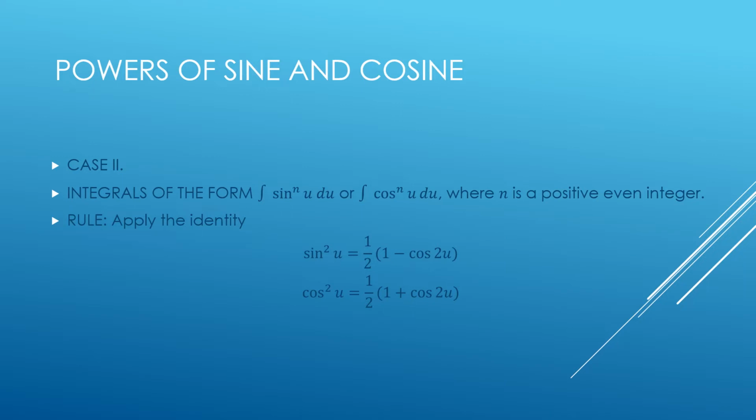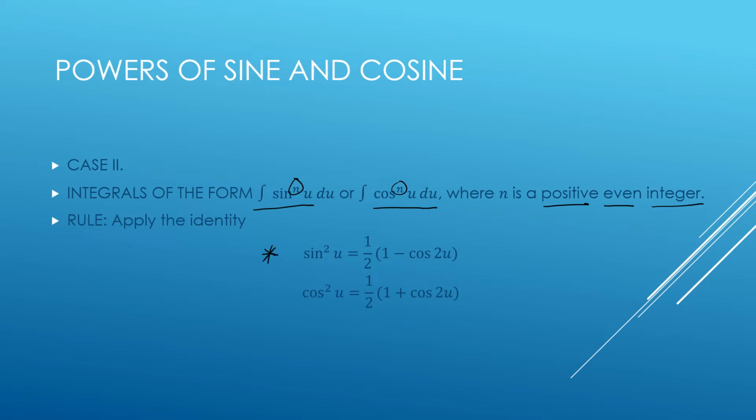We proceed to the second type of integrals involving powers of sine and cosine. We have the integral of sine to the n u du or cosine to the n u du, where the exponent n is a positive even integer. So for case 1, the exponent is odd. For case 2, the exponent of sine or cosine is a positive even integer. And what is the rule?